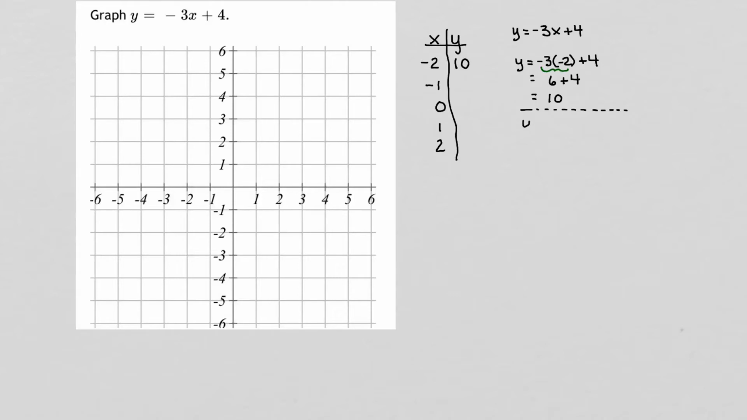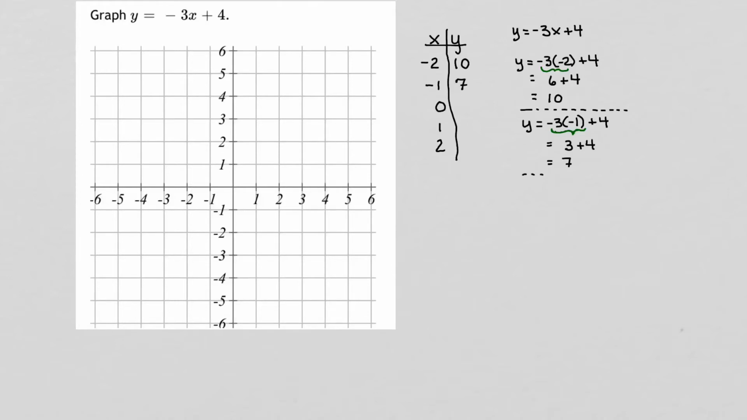Let's take a look at the next value. When x is negative 1, that means y is negative 3 times negative 1 plus 4. Again, we do the multiplication before we do the addition and subtraction, so we're going to multiply negative 3 times negative 1. Negative times a negative is a positive, so negative 3 times negative 1 is positive 3, and positive 3 plus 4 is just 7. So that means when x is negative 1, y is 7.